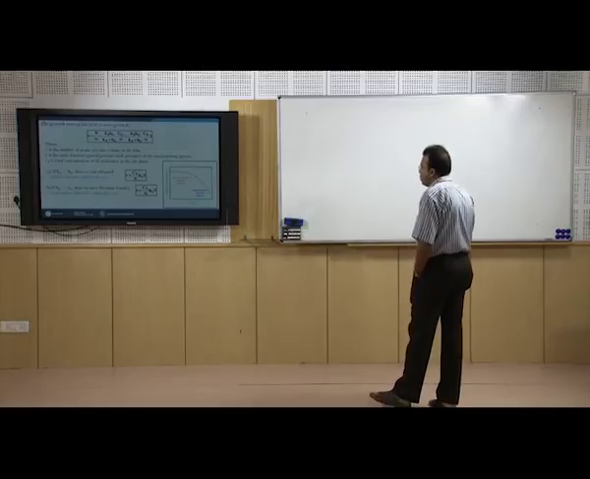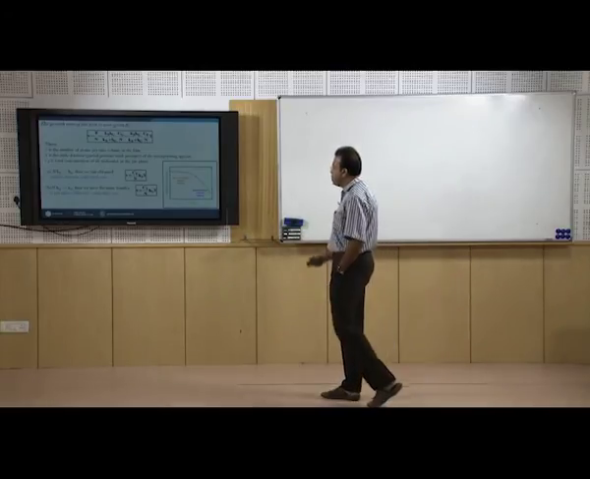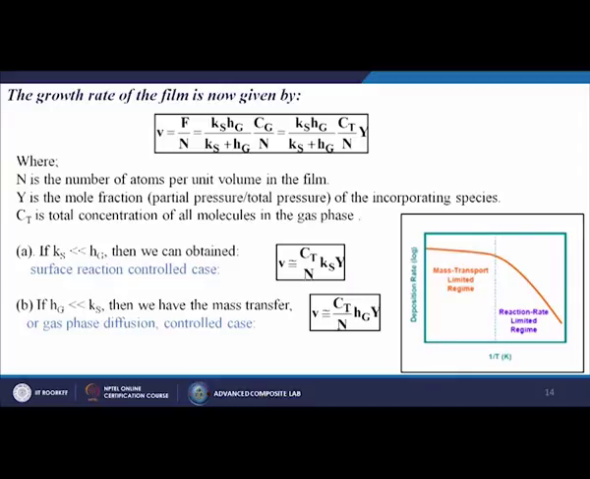Now, the growth rate of the film is given by the equation V is equal to F by N, which is nothing but Ks into Hg divided by Ks plus Hg, into Cg by N, which is nothing but Ks Hg Ct Y by (Ks plus Hg) into N, where N is the number of atoms per unit volume in the film itself, Y is the mole fraction, partial pressure by total pressure of the incorporating species, and Ct is the total concentration of all molecules in the gas phase.